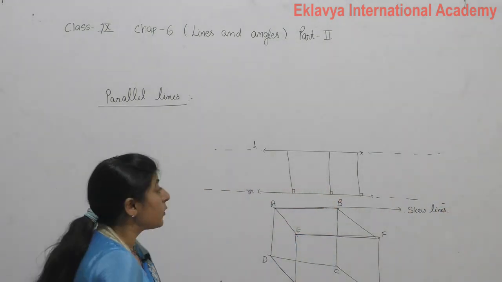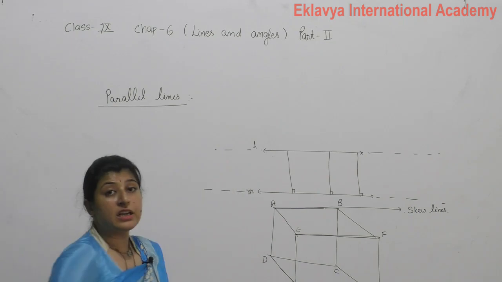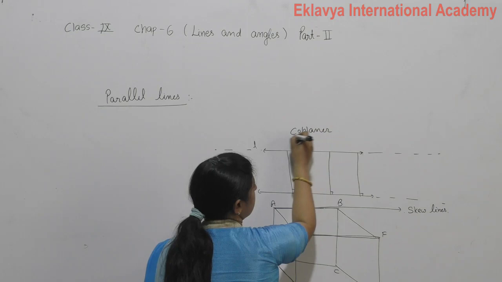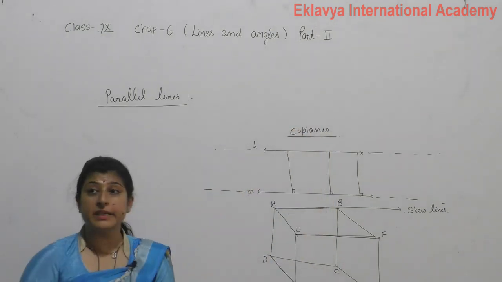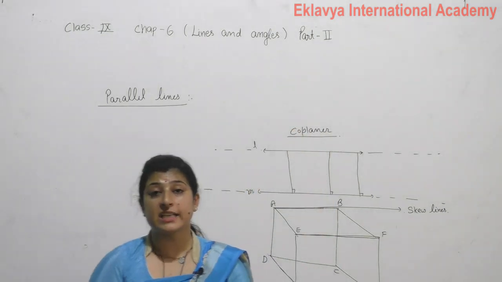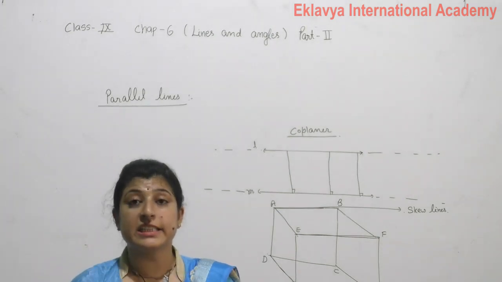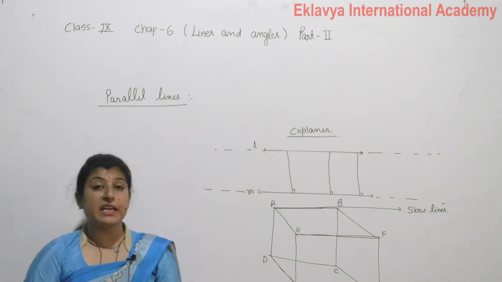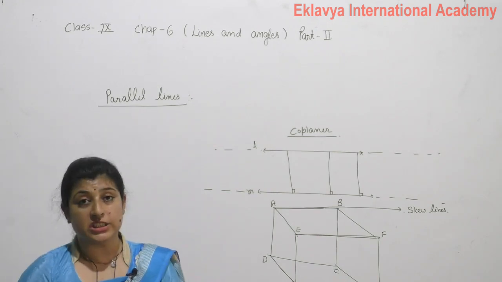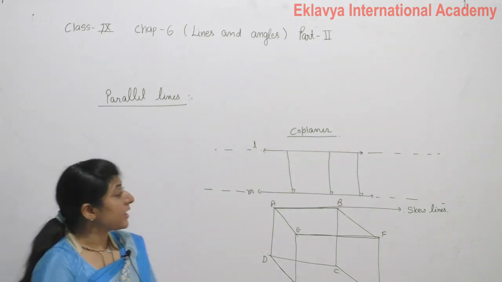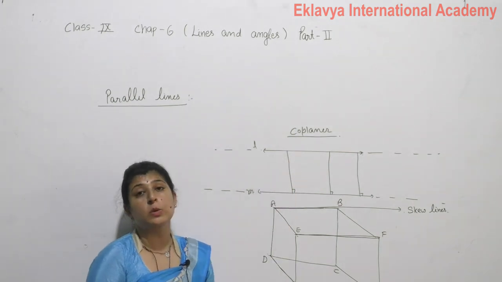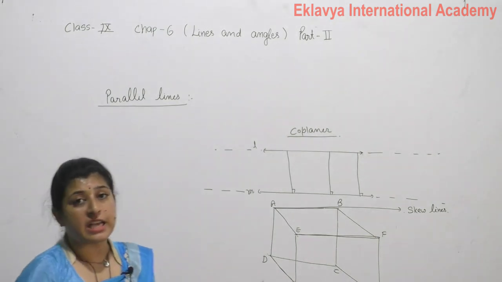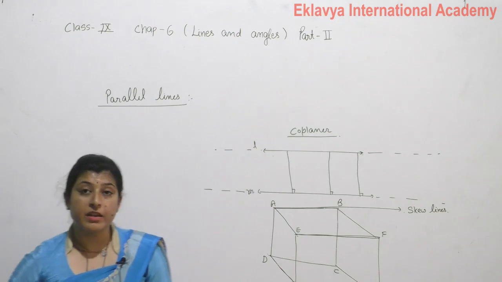It means two lines are said to be parallel if they are coplanar. Coplanar means if they exist in the same plane, then we can say these two lines are parallel lines if they never intersect each other and the perpendicular distance between these two lines is always constant. This is the concept of parallel lines.